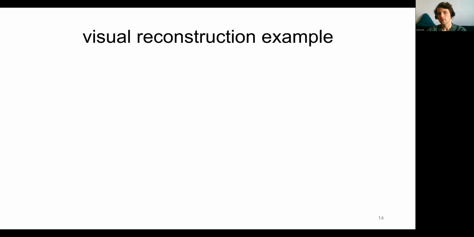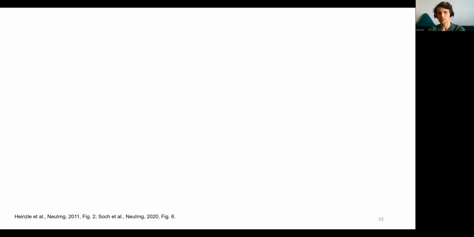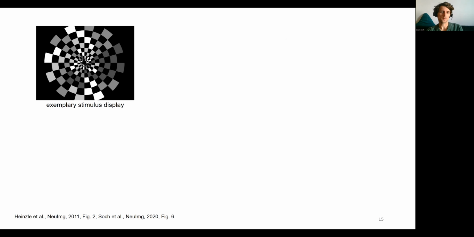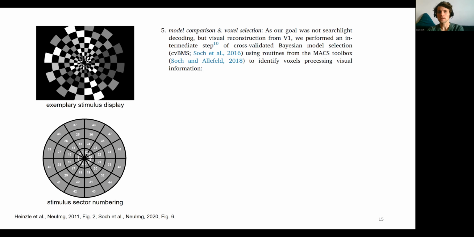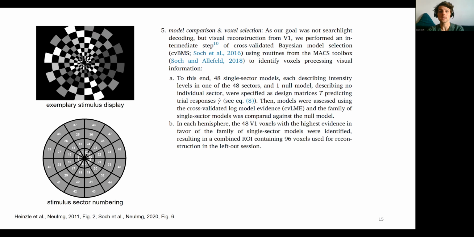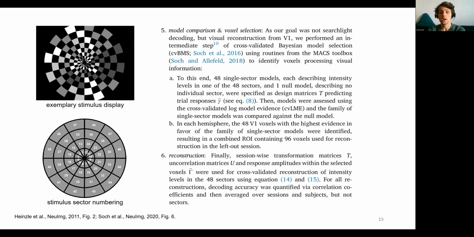I want to briefly demonstrate this using a visual reconstruction analysis. In this experiment, subjects were looking at such a circular stimulus. And this stimulus consisted of 48 individual sectors whose illumination intensities were randomly varying across trials. We first performed a model comparison analysis in order to identify voxels in V1 which are responsive to visual stimulation as such. And we then used these voxels in order to reconstruct the contrast levels in all the 48 sectors.